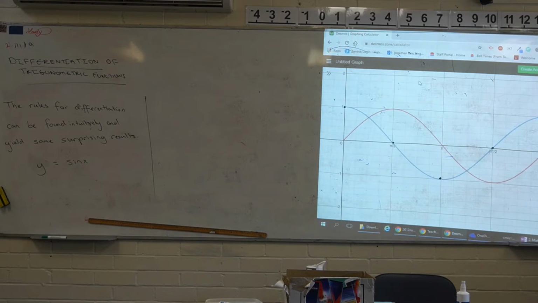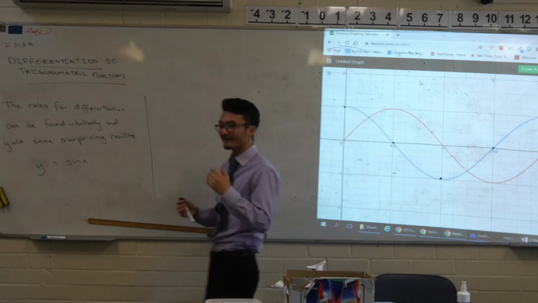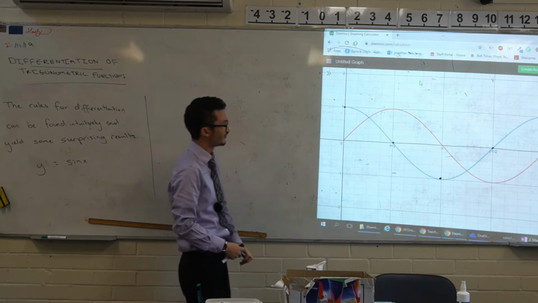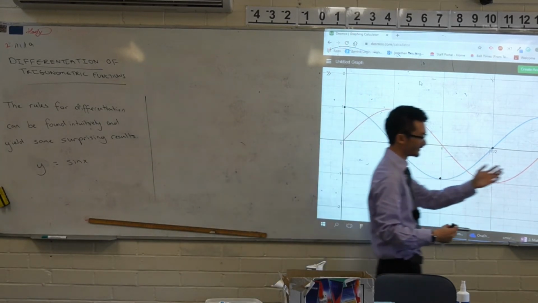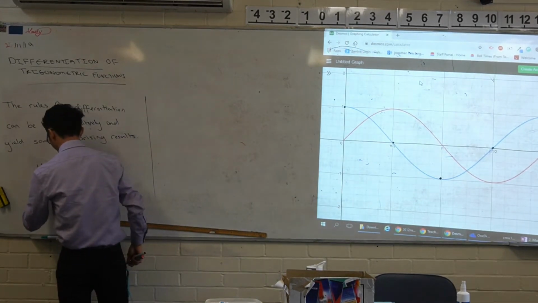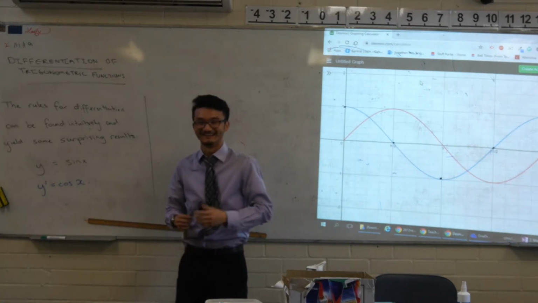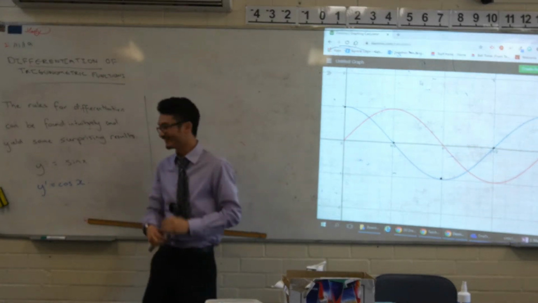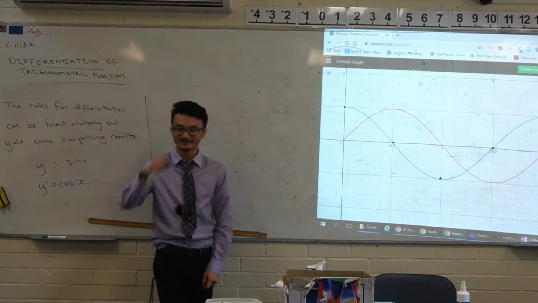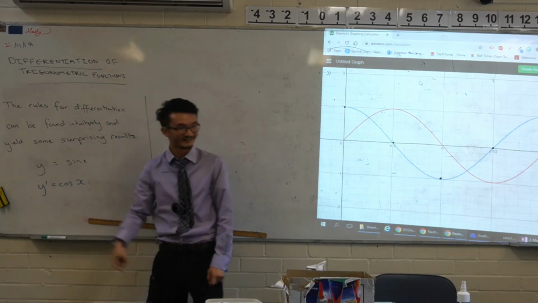Wait, what's this? That's a cos graph, right? So our theory is that if I took the derivative of sine of x, it looks like we get cos of x. So y dash could be cos of x. Is this surprising? These yield some surprising results. We take the derivative of one trig function, and we get another trig function, right? That's kind of interesting.